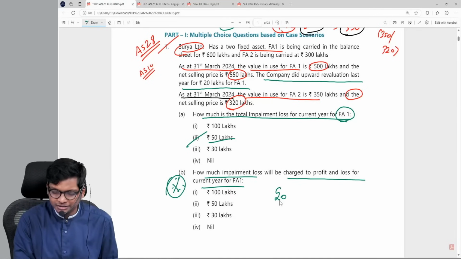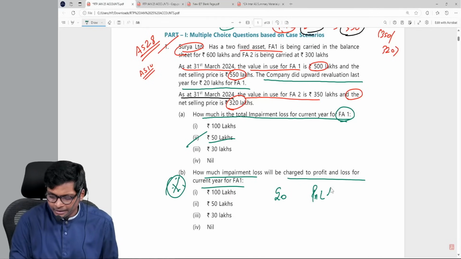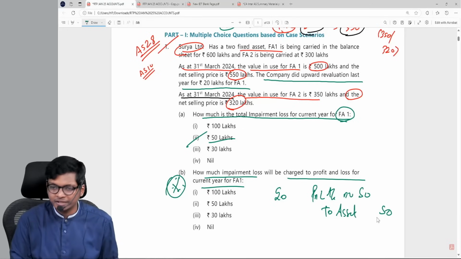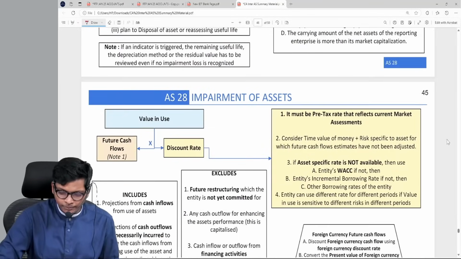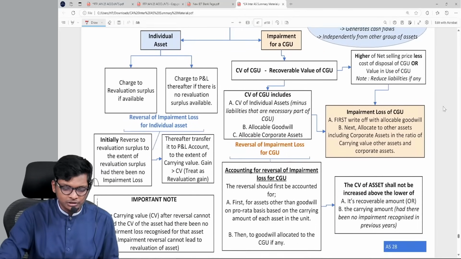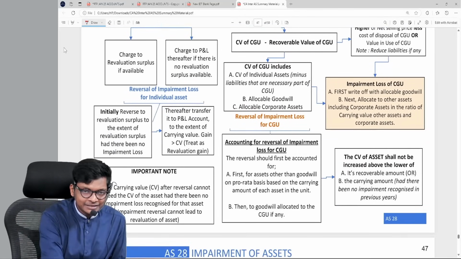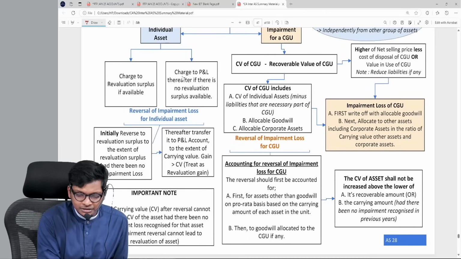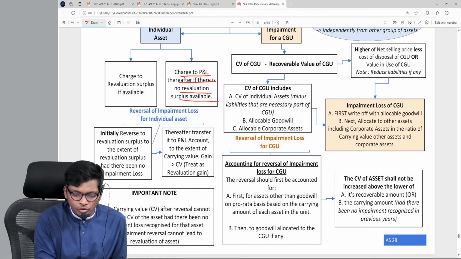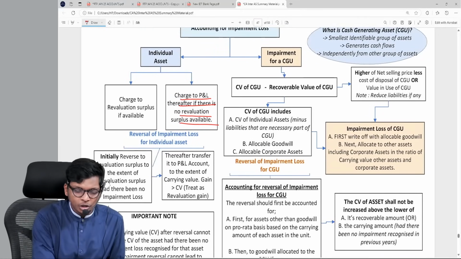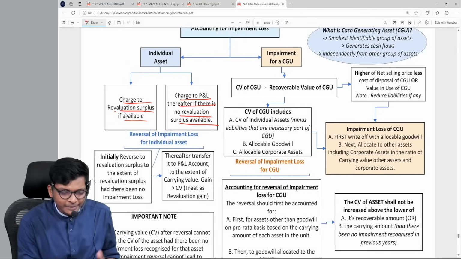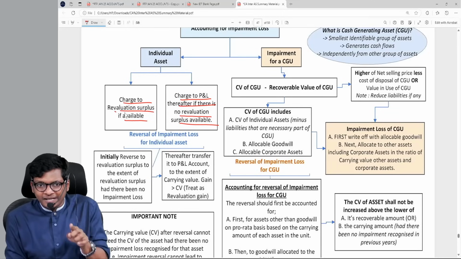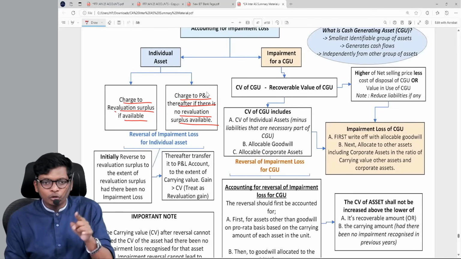What is the impairment loss? 50. Normally, what will be the entry? P&L account debit 50 to asset 50. However, the standard also tells a beautiful concept in accounting for impairment loss. For an individual asset, it is charged to P&L only if there is no revaluation surplus. In other words, if there is an impairment loss, first you have to debit the revaluation done, if any, for that asset. Then the balance only will go to P&L.